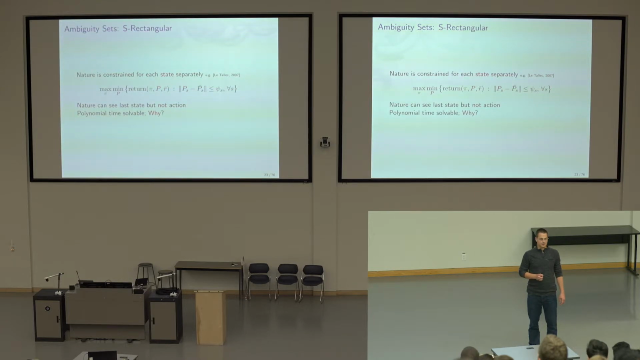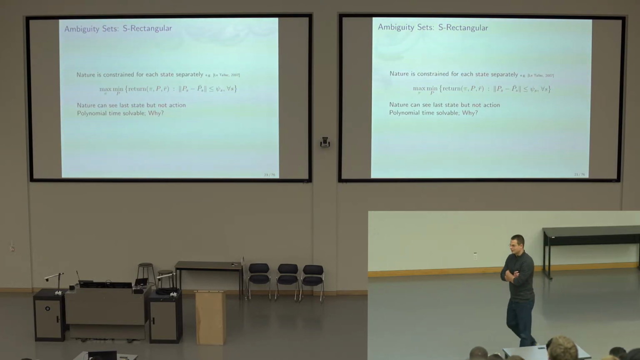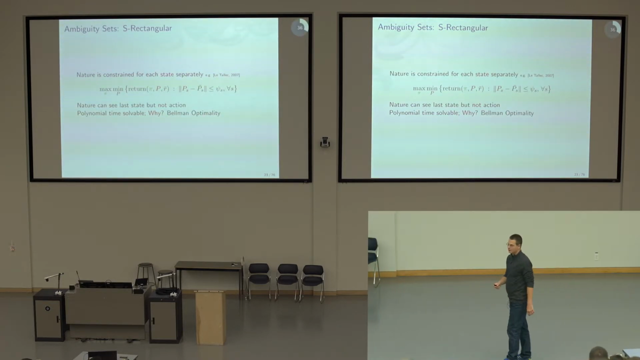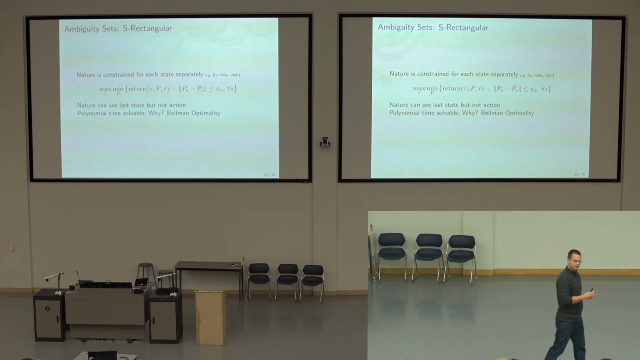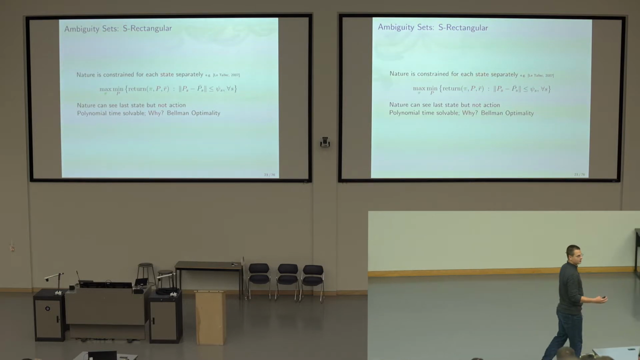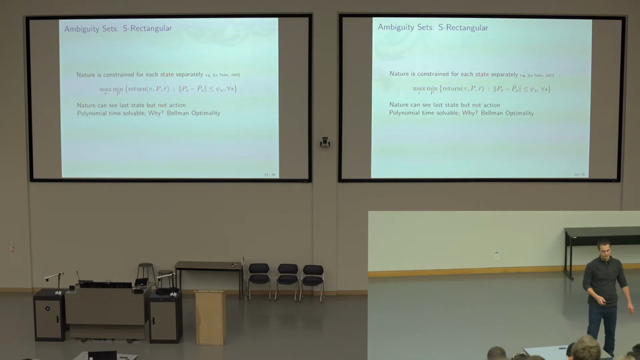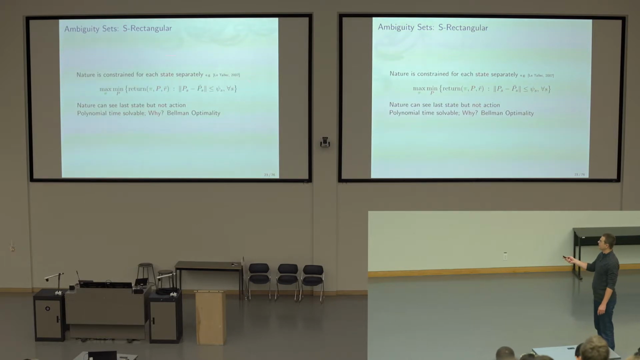Can anybody guess why? This is a very general principle in MDPs. All right, I'll tell you. It's because of Bellman optimality. Anytime we have something that is defined over each state independently, we can use Bellman optimality, we can use value iteration. So this is called an S-rectangular model, and I'll show you a little bit later how you actually solve this.